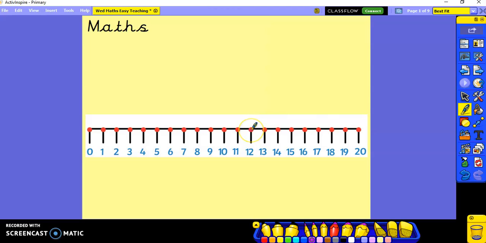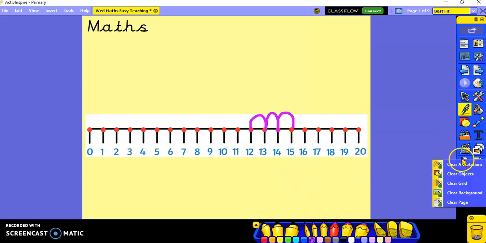So we're going to start on 12 and we're going to count along 3 jumps. Are we ready? 1, 2, 3. What number have we landed on? We've landed on 15. Fantastic.